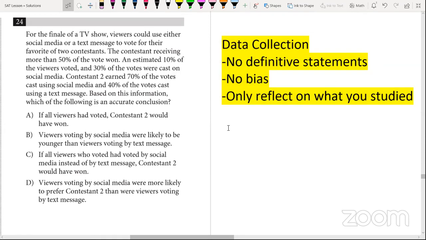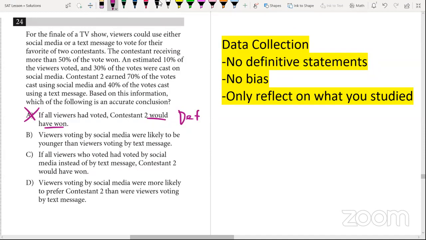So now just imagine you're on your SAT. This would make a lot of teens say to themselves the famous, wait, what, right? Because it's just so much information. But looking at the answer choices, we're seeing some amazing clues according to the 3 things we're looking out for. If all viewers had voted, contestant 2 would have won. The only person who knows that is God, what will be the case. That's a definitive statement.